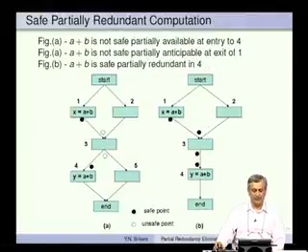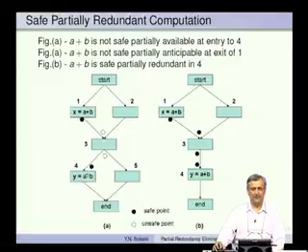Here is an example to show what is not safe partially available. So, A plus B is not safe partially available at entry to 4. So, take this example, the computation here from the previous example is missing. So, here this point is safe because of availability, but this point is not safe because neither available nor anticipable, only partial availability and anticipability is true at this point. So, and this point is obviously therefore, similarly unsafe, but this is safe because anticipability is true.